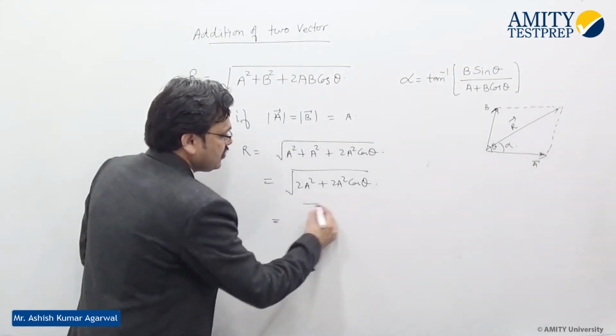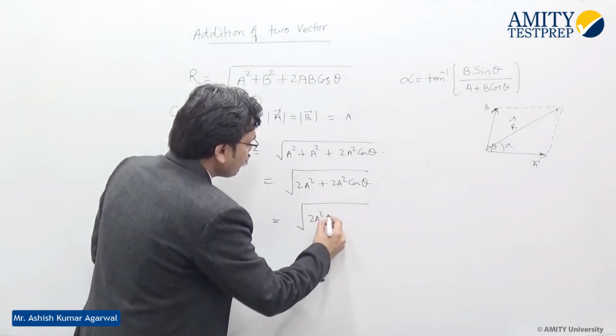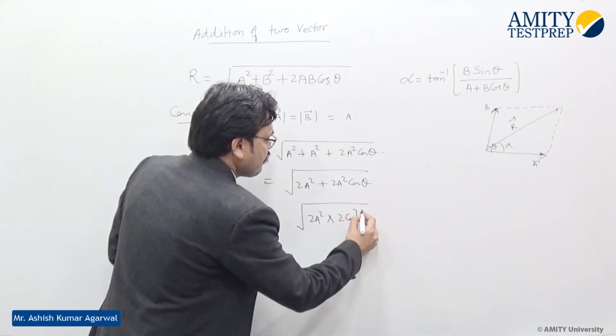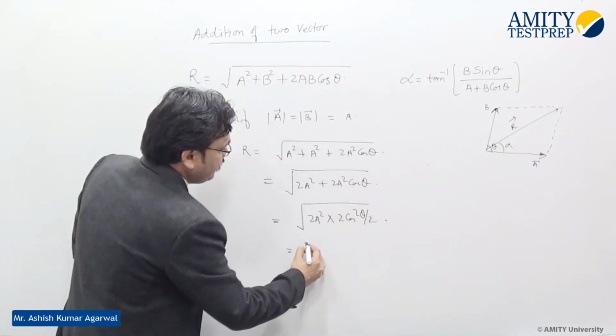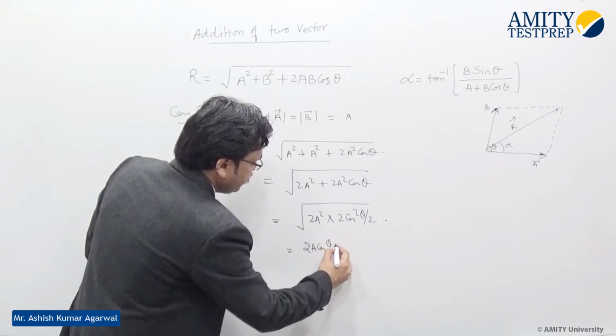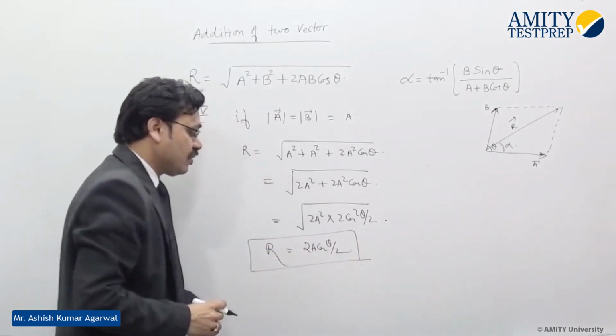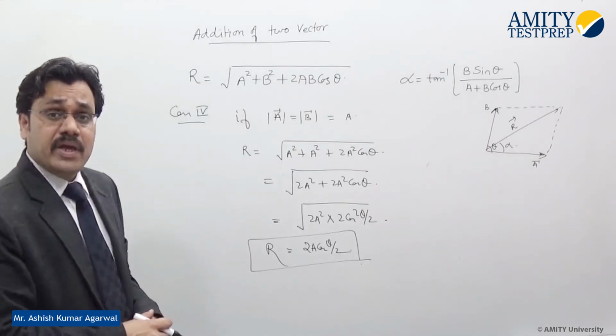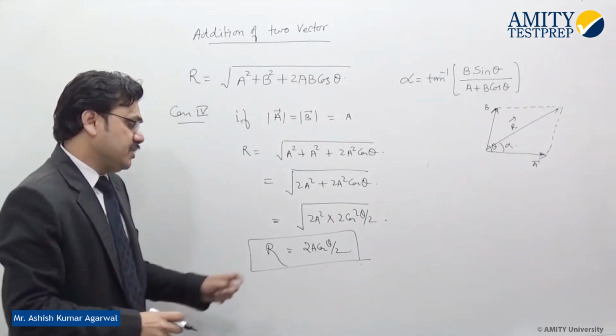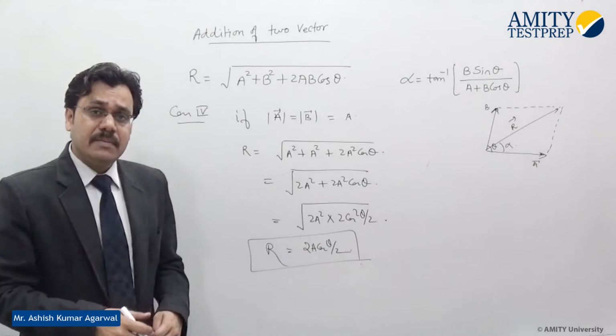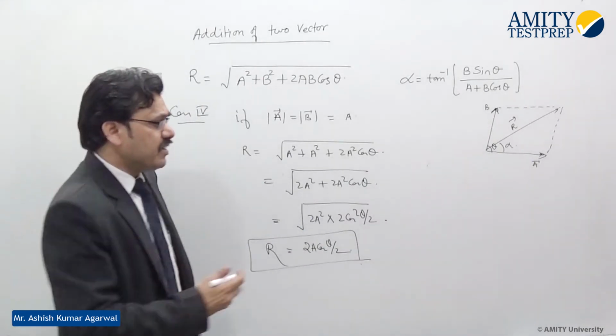When you solve this, you find 2a cos theta by 2. The resultant of two equal vectors when inclined at theta is given by 2a cos theta by 2. I'm just taking an example.